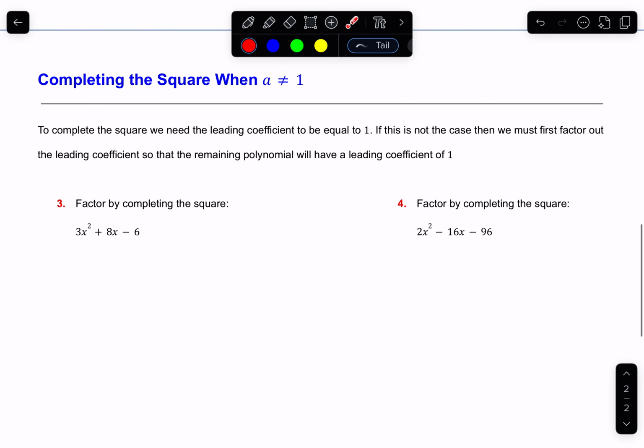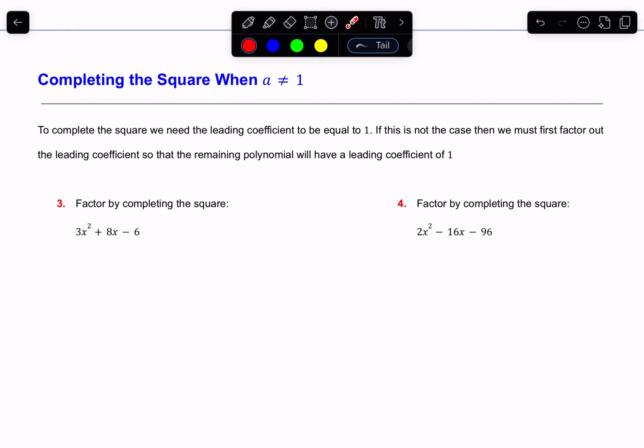All right, we're going to make it a little bit harder now. When a is not equal to 1, we have a problem. Okay, to complete the square, like we just did, we need the leading coefficient to be equal to 1. If this is not the case, then we must first factor out the leading coefficient so that the remaining polynomial will have a leading coefficient of 1.